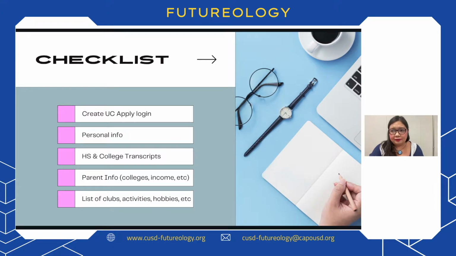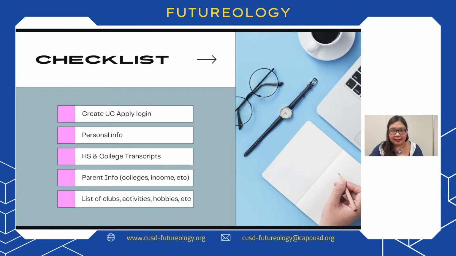Also, personal information. You just want to make sure that you have access to your social security number, ITIN, etc. You also want to make sure that you have addresses and other information you will need to enter into your UC application.